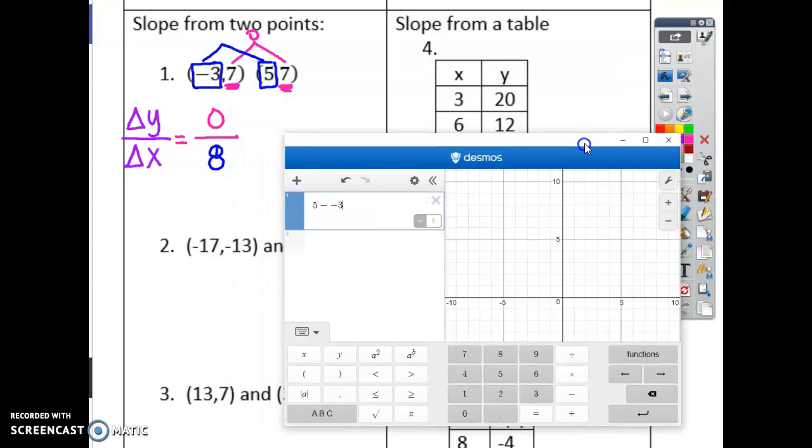So then now I have 0 divided by 8. So if I put 0 divided by 8, it's 0. Okay, so my slope for these 2 points is 0.